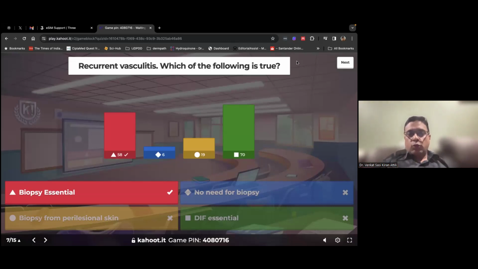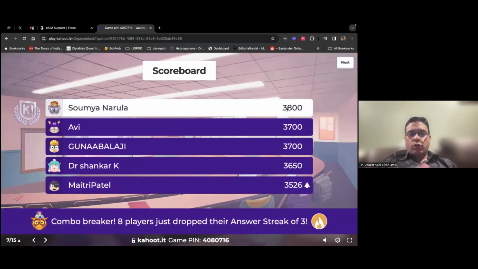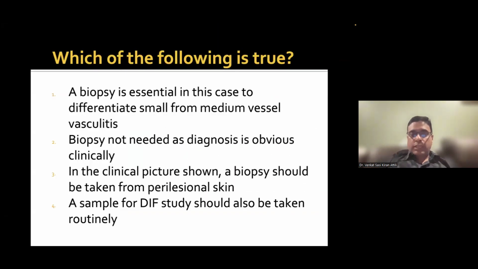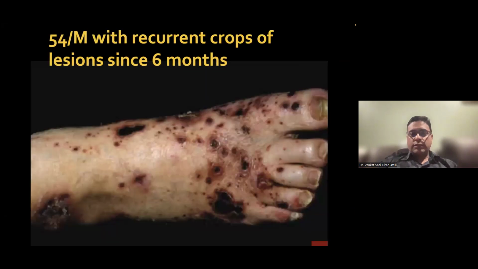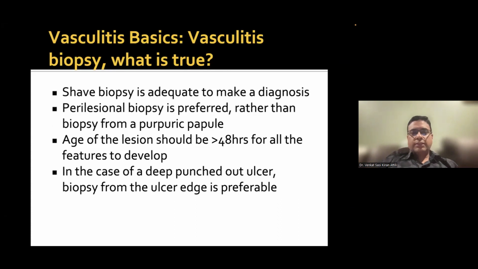Okay. So let's go to the leaderboard before we discuss the answers. The leaderboard is pretty much unchanged, apart from Maitri Patel, who's gone to the 5th position. Combo breaker: 8 players have just dropped the answer streak of 3, unfortunately. Let's see if we need to answer any of these again. So yeah, I've already answered these.